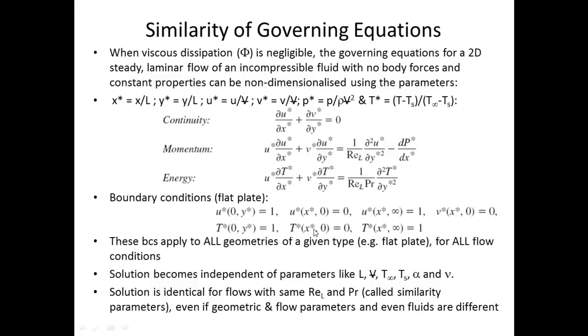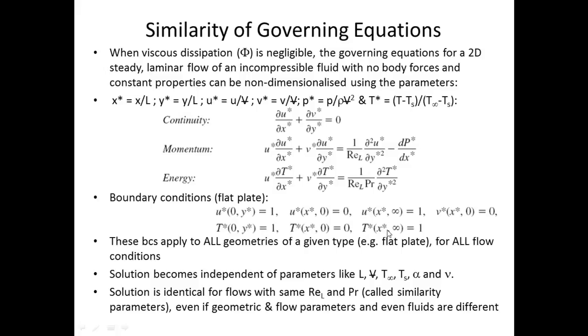The second set of these values are for y star equal to 0. In other words, y equal to 0 representing the wall. So at the wall, the velocity is 0, so u star also becomes 0. The temperature at the wall is Ts, so the T star value at the wall becomes 0.